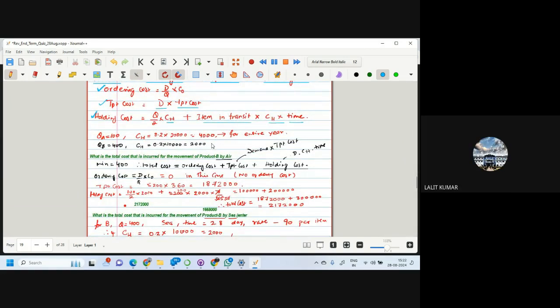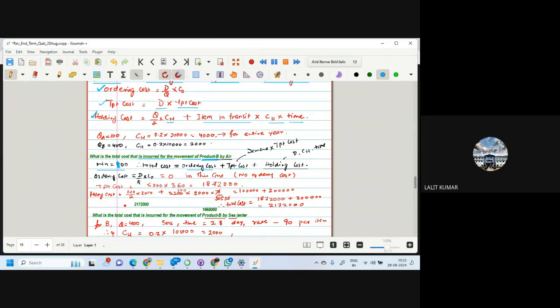So now what is the total cost that is incurred for the movement of product B? Now here has come product B. Earlier we calculated for product A. So for product B, the minimum is 100, sorry, it was 400 for A. This will become 100, and this is by air. Total cost is equal to ordering cost plus transportation cost plus holding cost.